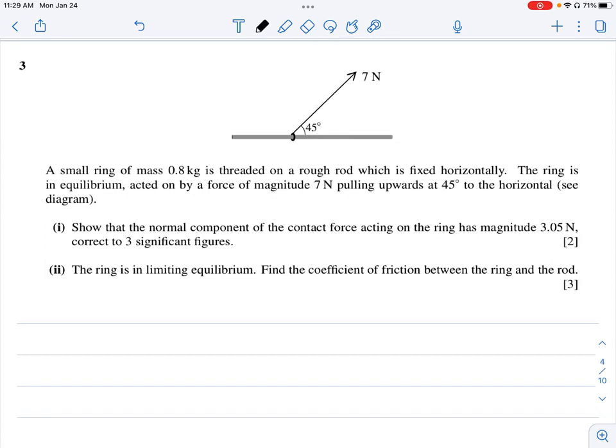Question number 3. A small ring of mass 0.8 kg, so immediately draw 0.8 g, is threaded on a rough rod which is fixed horizontally. The ring is in equilibrium, acted on by a force of magnitude 7 newtons upward pulling at 45 degrees to the horizontal. Show that the normal component of the contact force acting on the ring is 3.05 newtons.